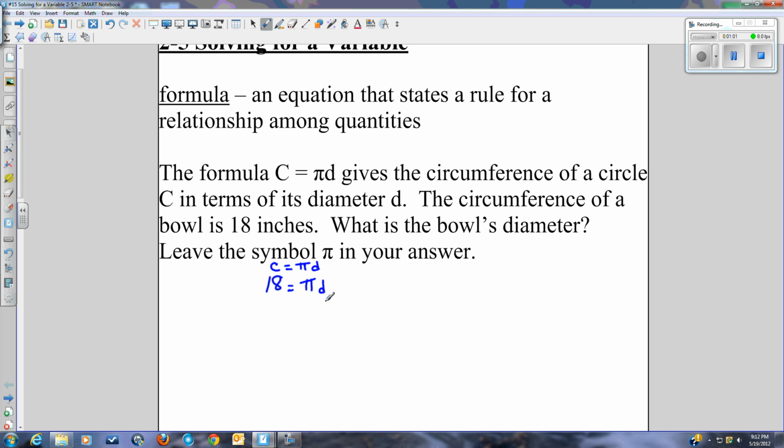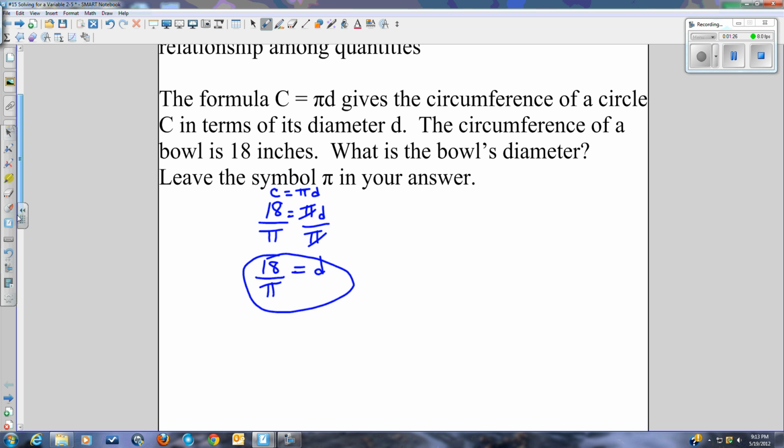And I want to get D alone. So the way I would solve for D, because pi is multiplying by D, is I would divide each side by pi. And we're treating pi just like we would a variable, any other symbol. The pi's will cancel, and I have D equals 18 over pi. And I just want you to leave your answer just like that. You don't need to put in 3.14 or anything like that.